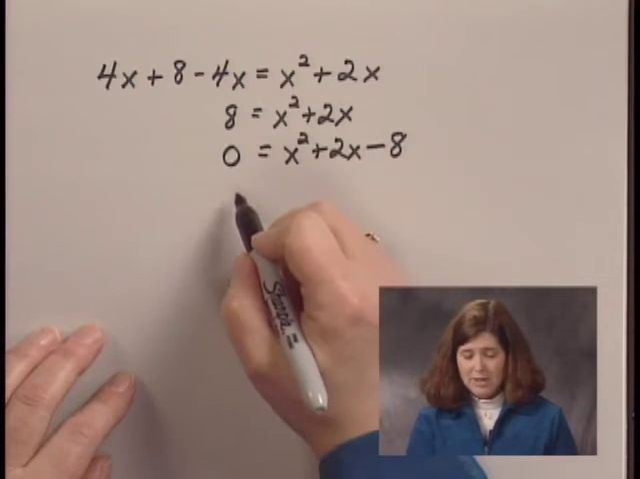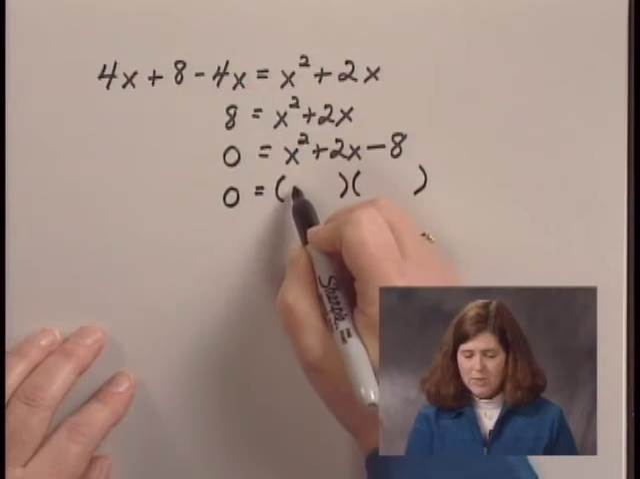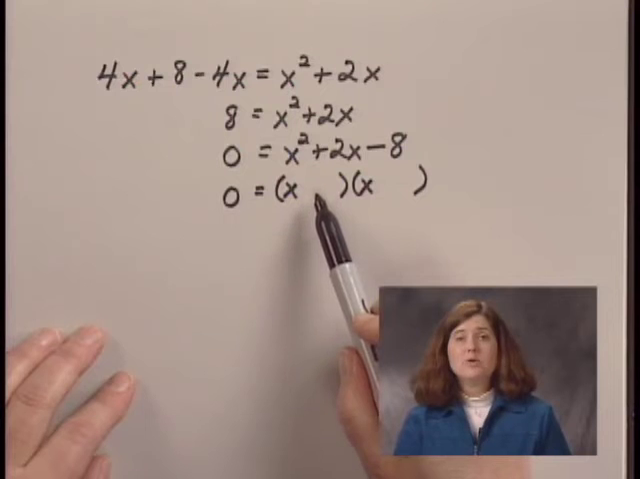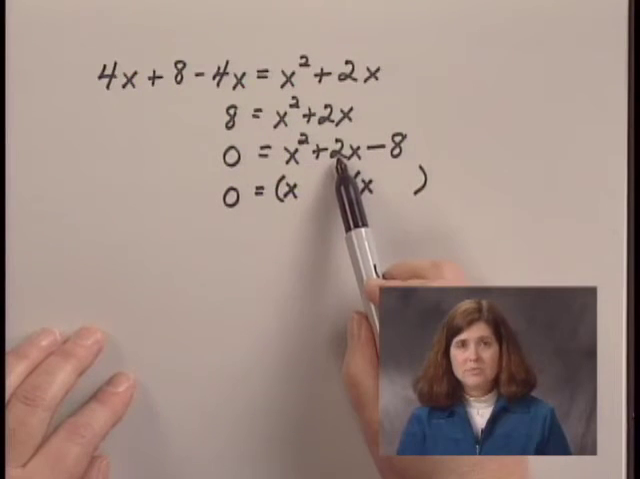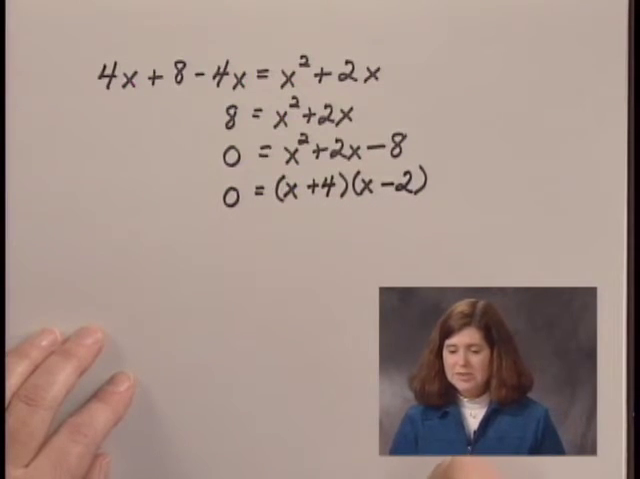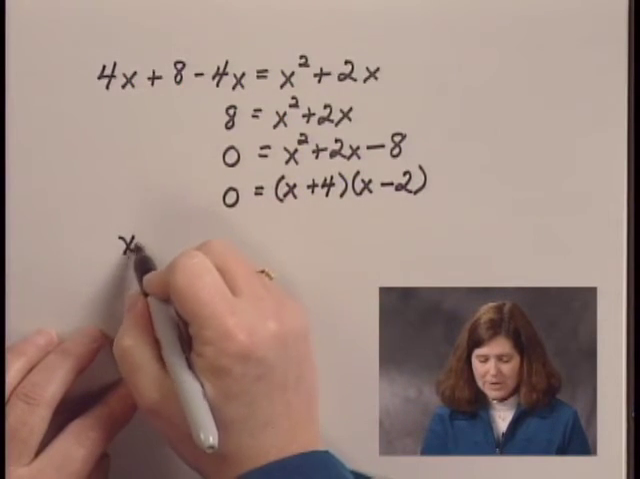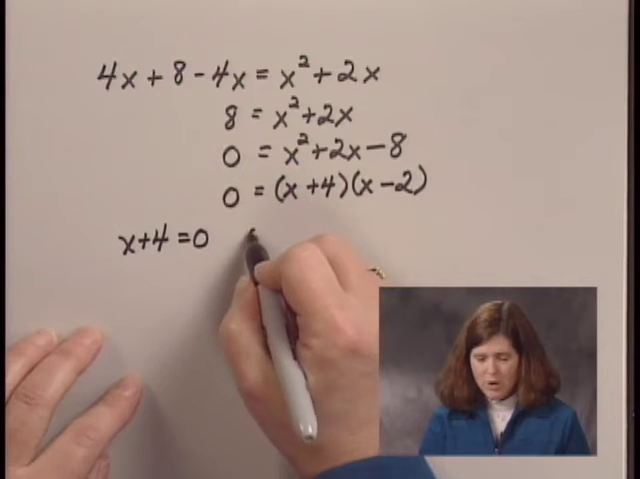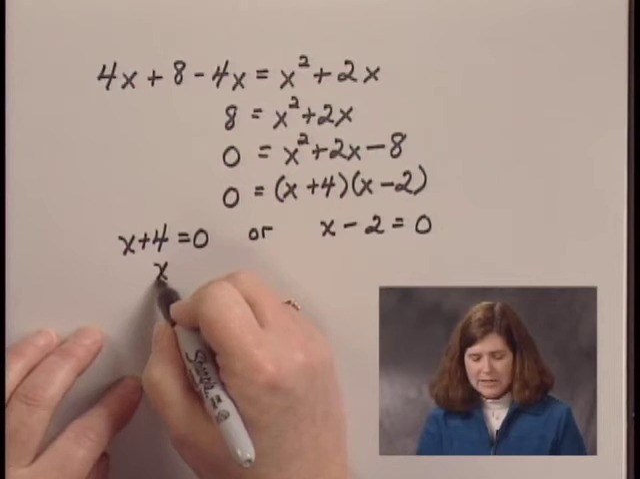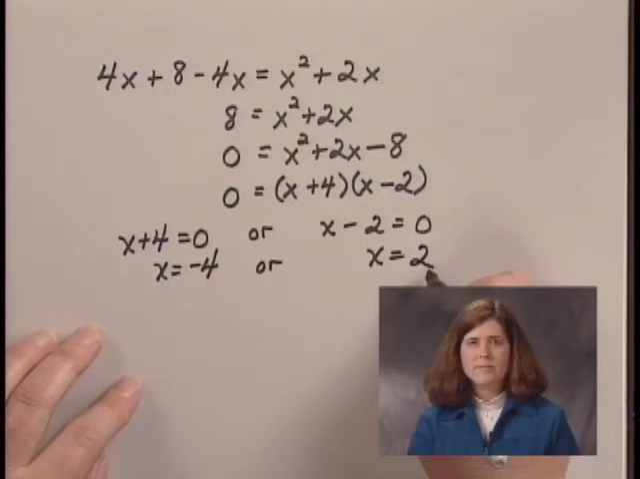First of all, I try to factor. If this factors, it factors into two binomial factors, where x is the first term in the binomials. Are there two numbers whose product is negative 8 and whose sum is 2? Well, yes, there are. Positive 4 and negative 2. So this does factor. And I can solve using the principle of zero products. I have x plus 4 equals 0, or x minus 2 equals 0. Solving, I get x equals negative 4, or x equals 2.